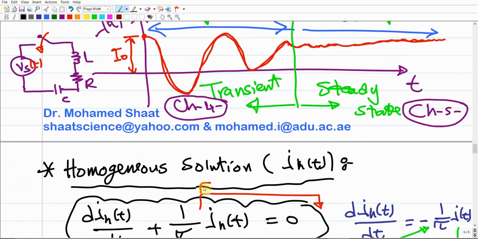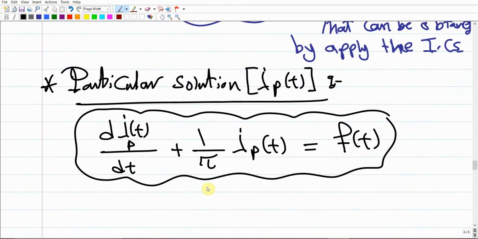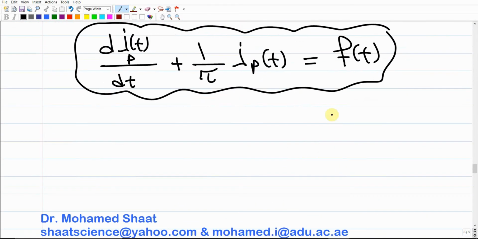So what does it mean? It means that since we do have f of t, we should have a particular solution, and we are seeking this particular solution. So how can we solve this equation? Let us follow this approach.